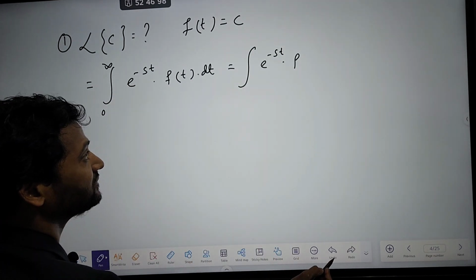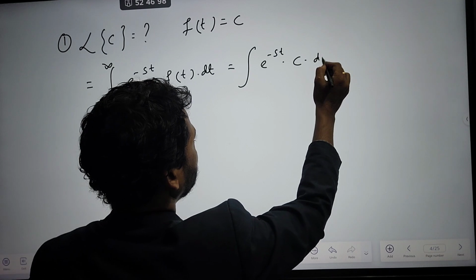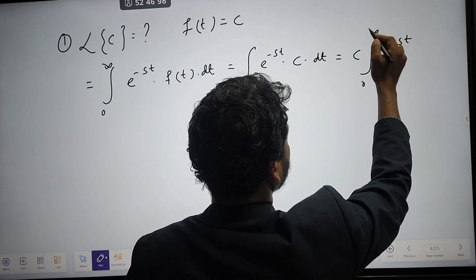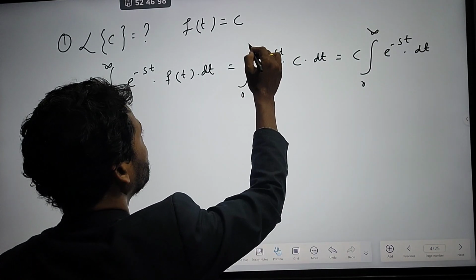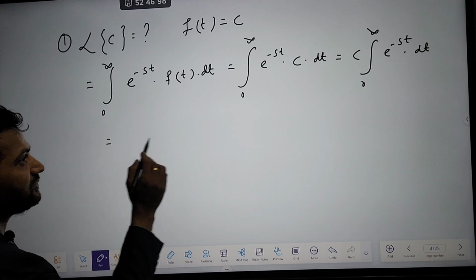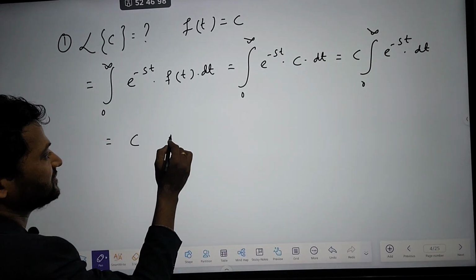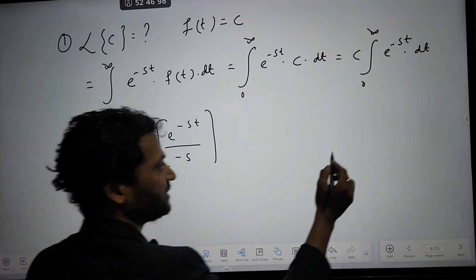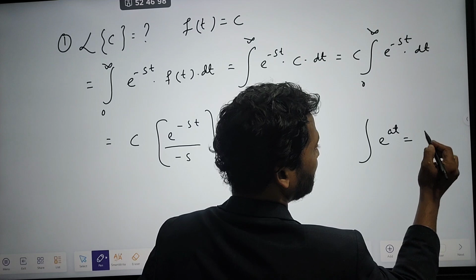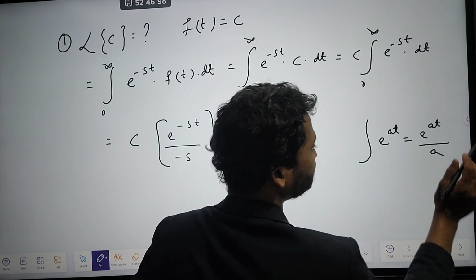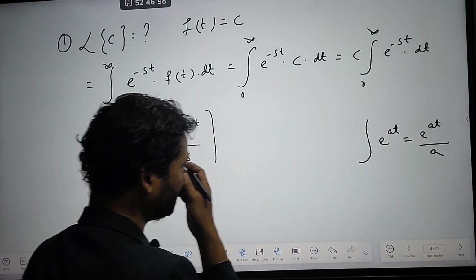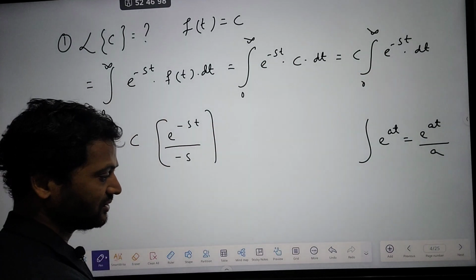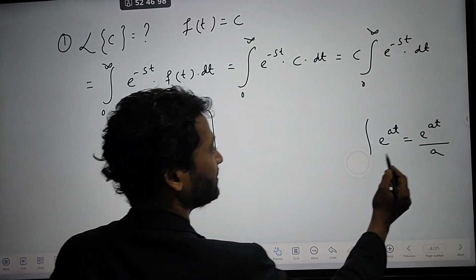Okay. So now integration of e to the power minus st, f of t. What is f of t here? f of t is c, into dt. c is constant, so it comes outside. Then integration of e to the power minus st, and the limit is from 0 to infinity. Okay. So now tell me what is the integration of e to the power minus st. It is e to the power minus st by minus s. You know that integration of e to the power at is e to the power at by a, and any constant will be divided below. In differentiation, you would have to multiply by minus s. So these are the basic things that you know from class 12th.